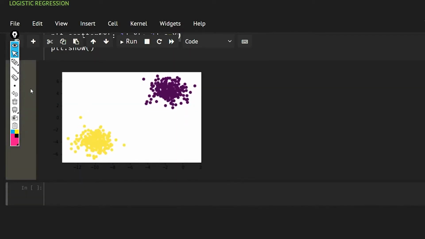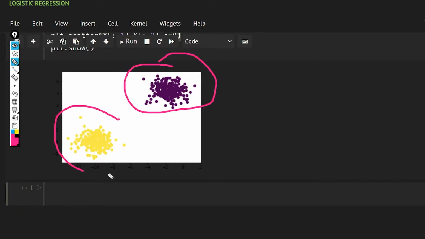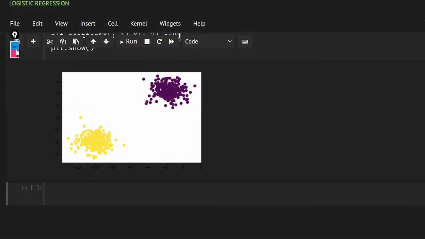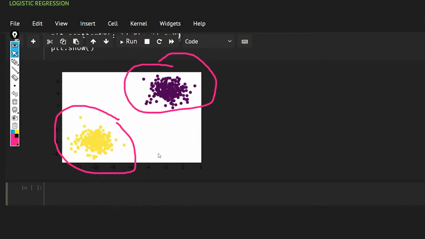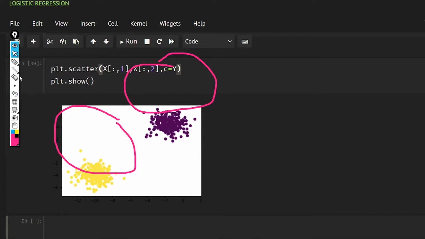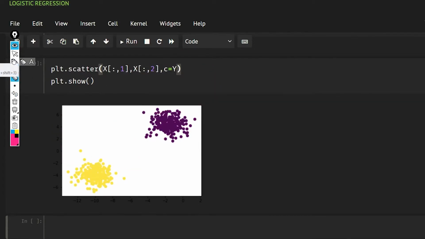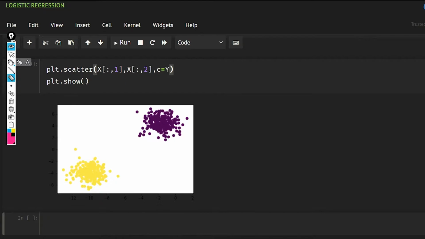So now, as you can see here, all this data belongs to one class and all this data belongs to the other class. If you do not understand how we came to this result, I have already explained all of this in my matplotlib library series, and if you want to understand it, you should go and check out my matplotlib series. The link is in the description.